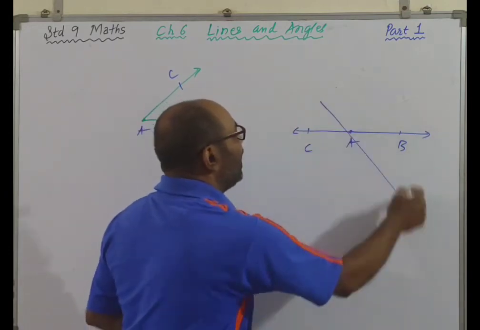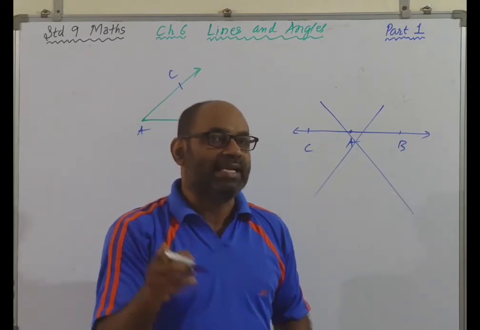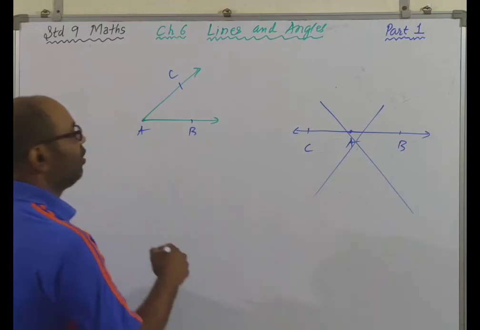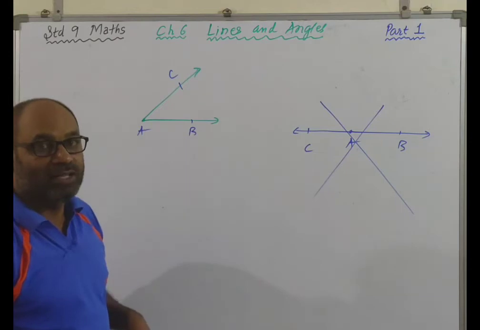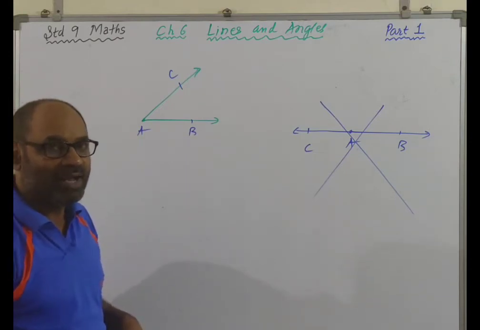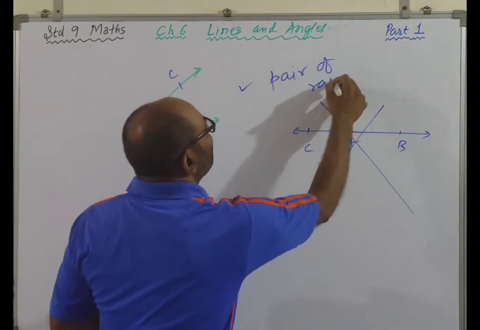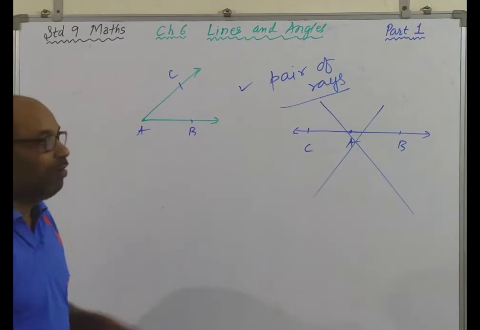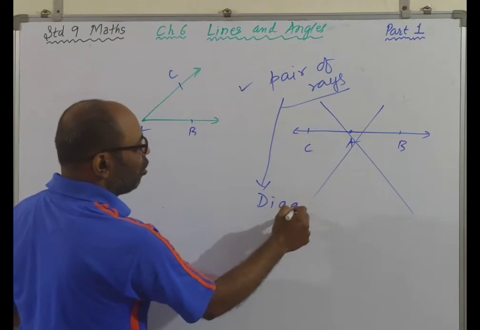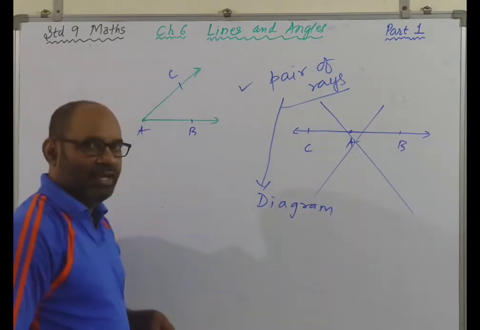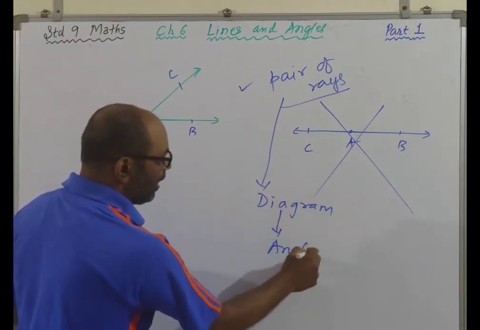We don't want two distinct rays with common initial point contained by the same line. We want two distinct rays with common initial point and not lying on the same line, not contained by the same line. So, we got a pair of rays. This first figure is a pair of rays. Now, this pair of rays forms one geometrical, mathematical diagram. This diagram is called an angle.